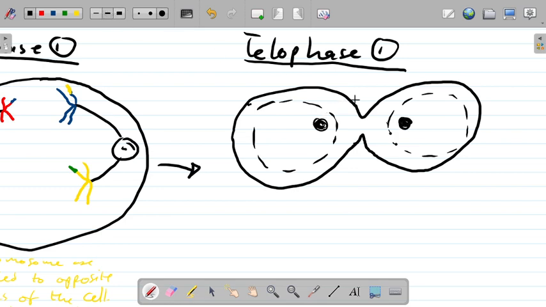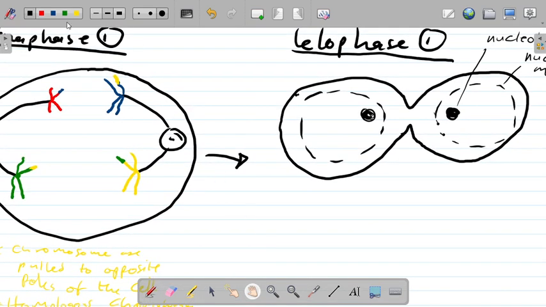So what do you see? You're going to see the nucleolus starting to reappear. Nucleolus and the nuclear membrane. They start to reappear. Good. And then what will you see on opposite poles of the cell? You're going to see the following.